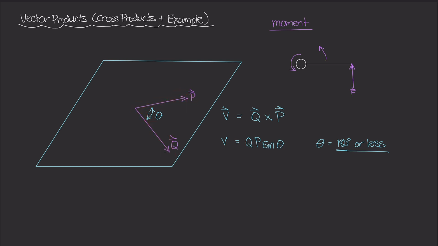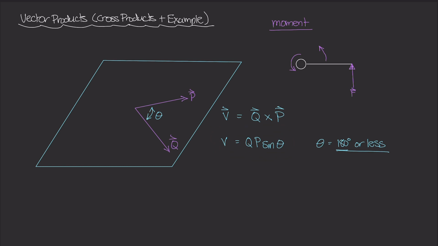So again, to visualize that, theta is right here. We never take theta to be this angle right here, right? It's always going to be 180 degrees or smaller. So this formula gives us the magnitude of the resultant vector v, which is the vector product of q cross p. Now, I did say the line of action for that vector v is going to be right here, through the plane. What this formula does not do is give us a direction.